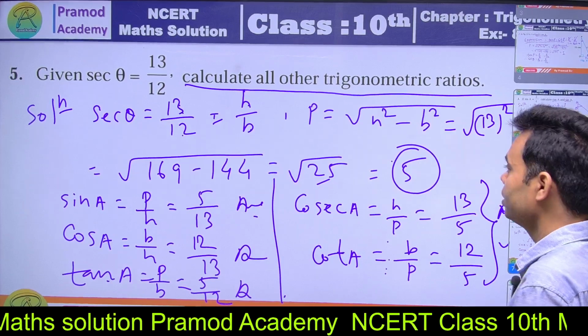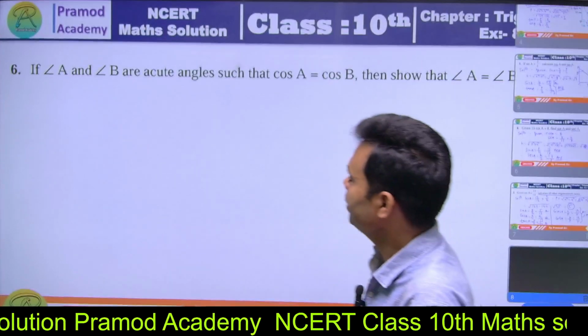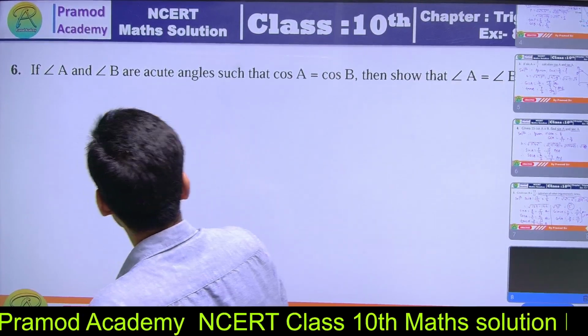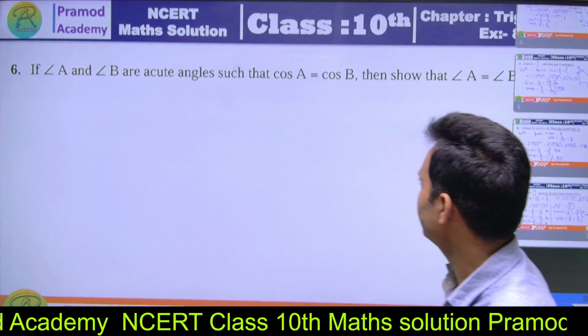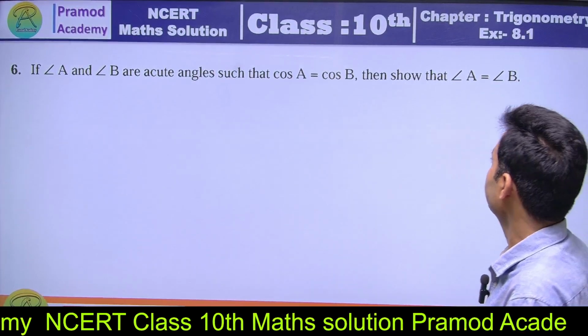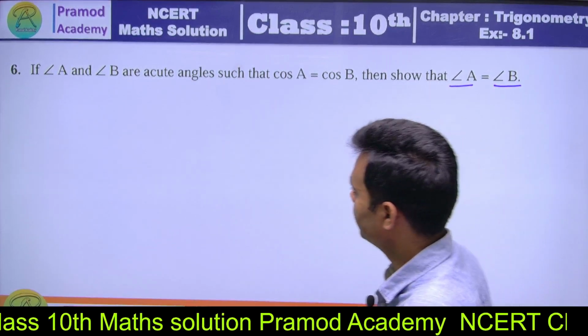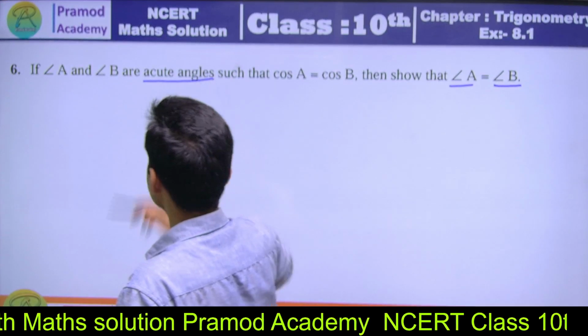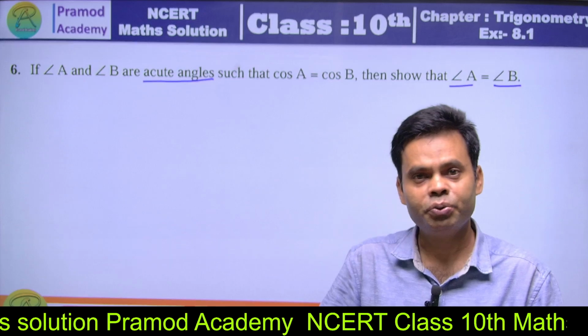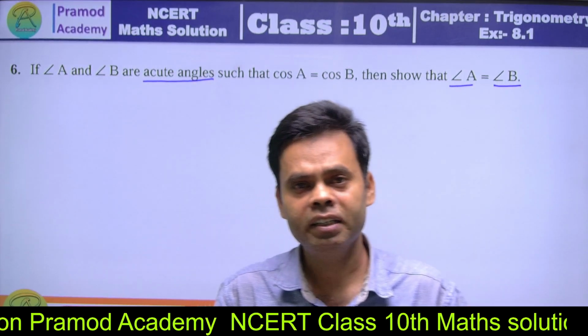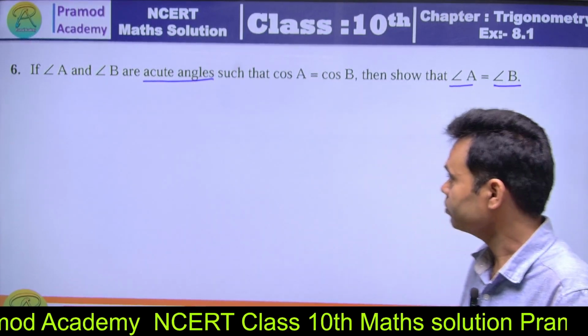Now next, question number 6. If angle A and angle B are acute angles such that cos A equal to cos B, then show that angle A equal to angle B. Here, acute angle. What is acute angle? Acute angle means an angle less than 90 degrees is called an acute angle.